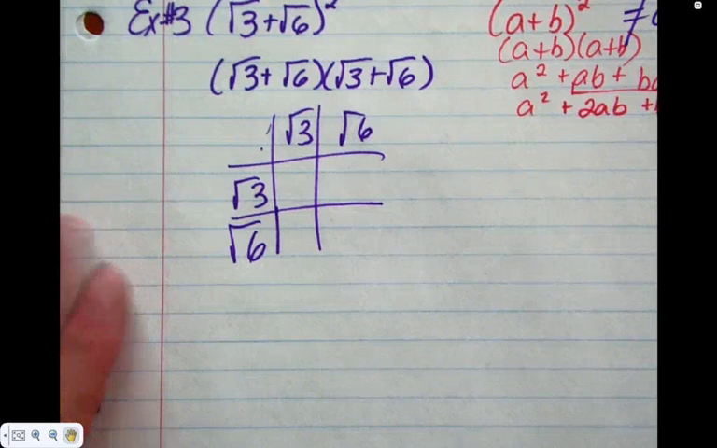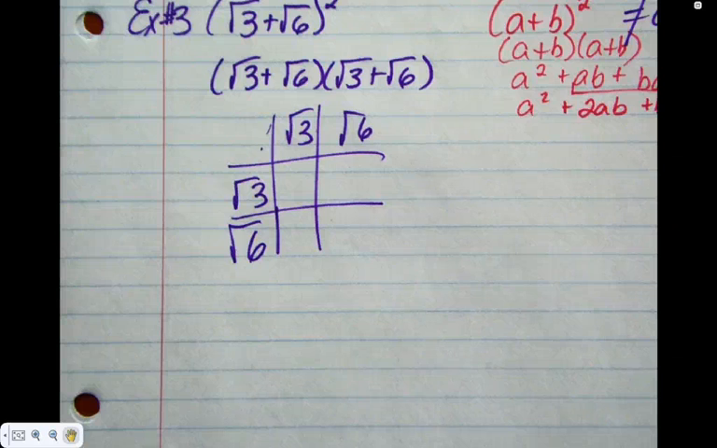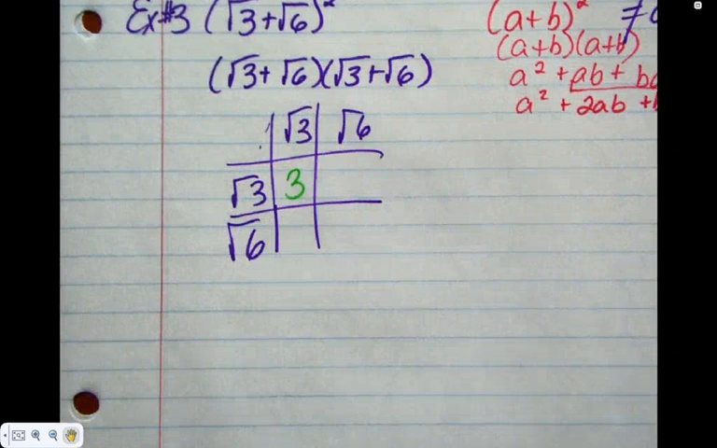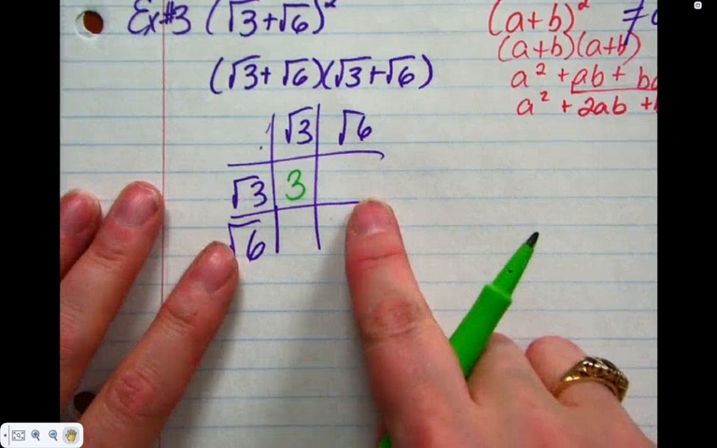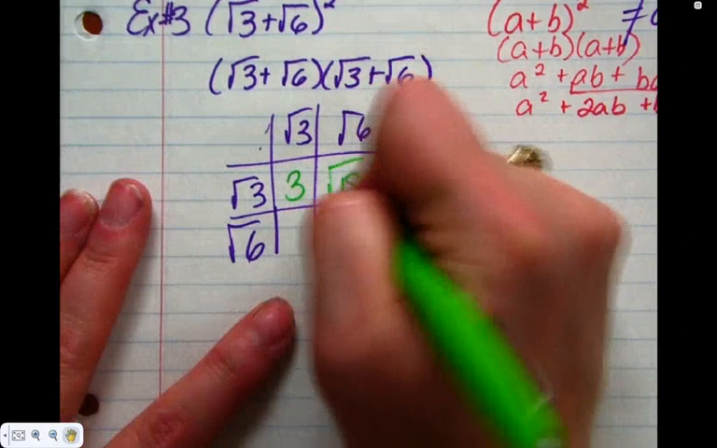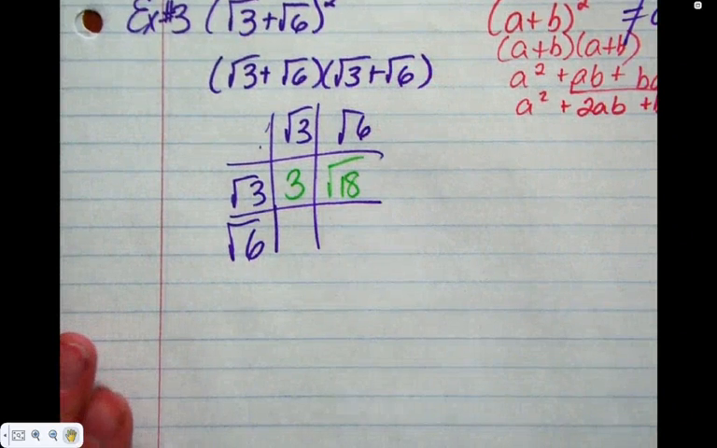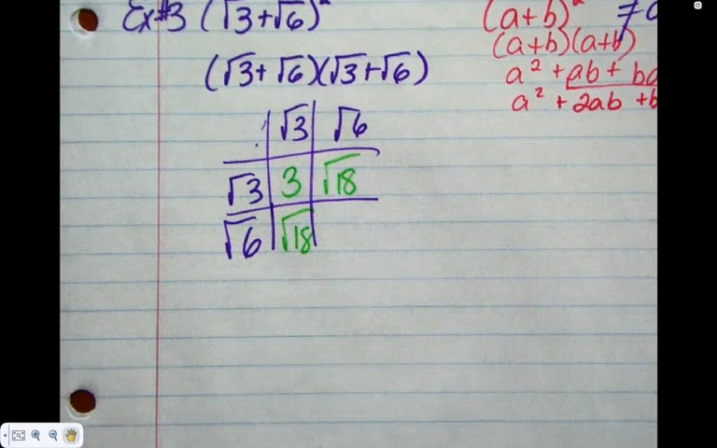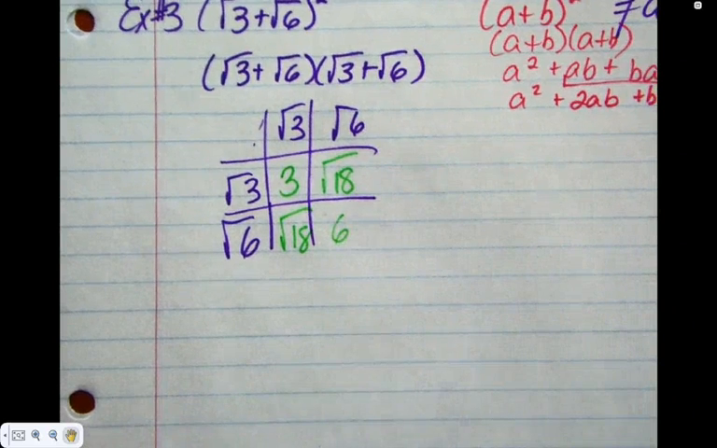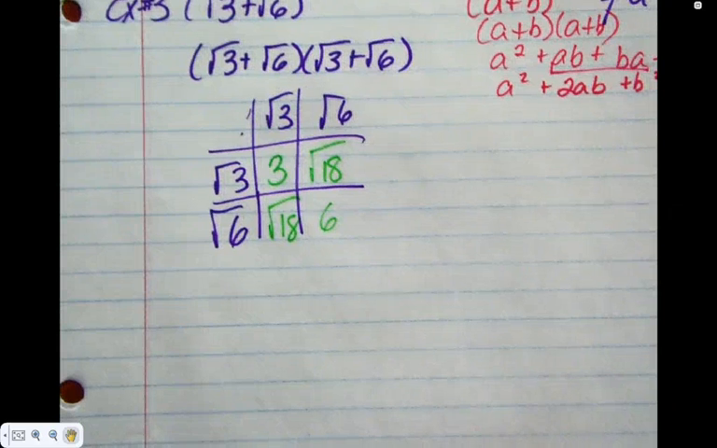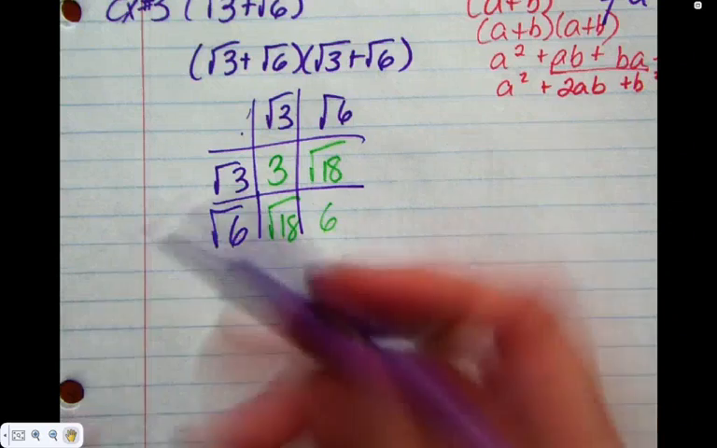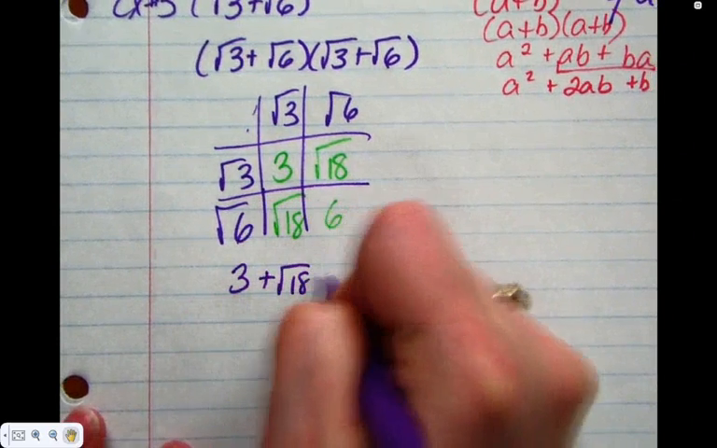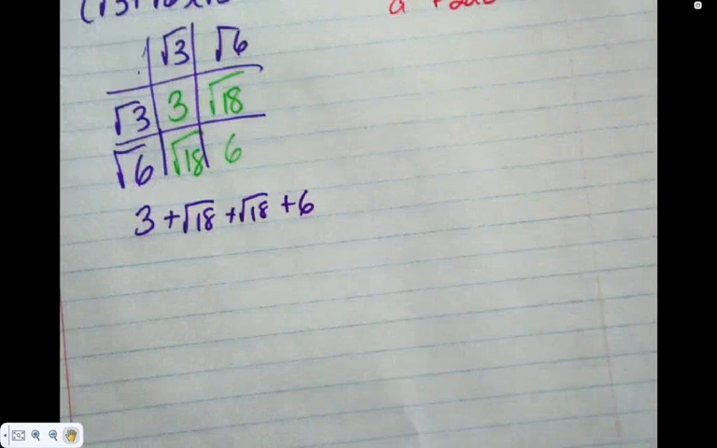Root 3 times root 3 is 3. Again, if your brain went to root of 9, that's fine. Just take the next step, and the root of 9 is 3. Root of 3 times root of 6 is root 18. Root 6 times root 3 is root of 18. Root of 6 times root of 6 is 6. So we have 3, root 18, root 18, 6. If you foiled, you should be at the same spot with me here.